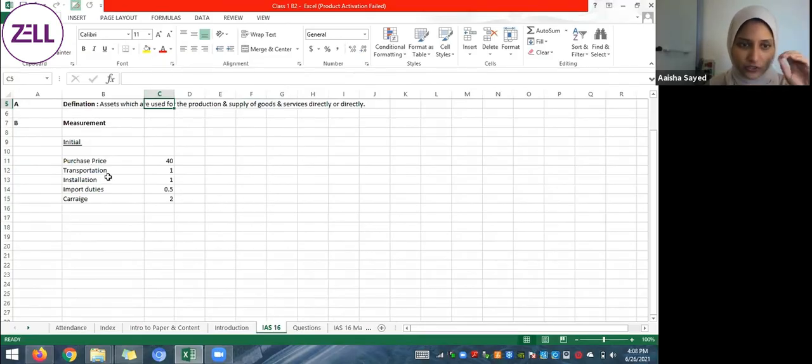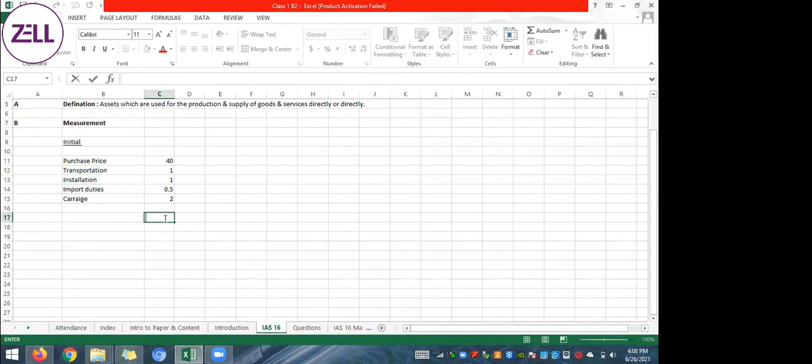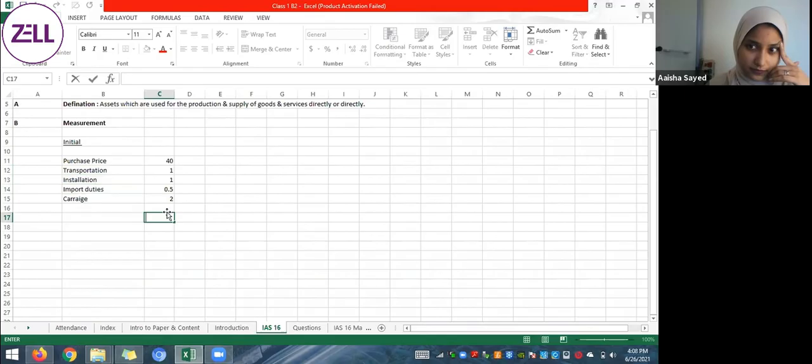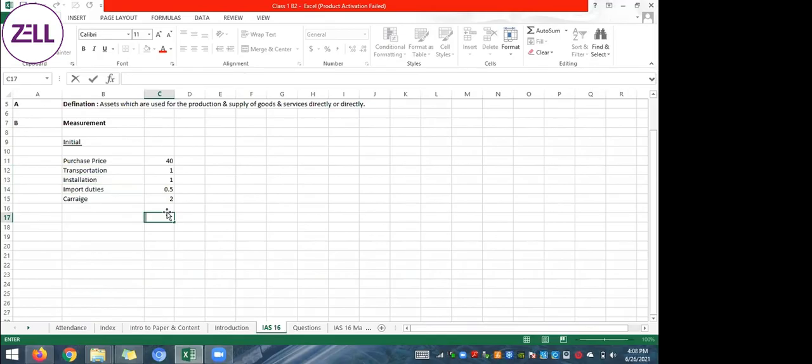And you told me, we just discussed, that the normal nature of transportation, installation, import duties, carriage is expense. You put it in the P&L. These are expense items. But when I'm trying to find the cost of the asset, will I expense it or will I club it with the purchase price and show it in my balance sheet? Will I expense it? Capitalize. Yes. Rashmi says expense. Okay. Others, will I club it with 40 million or will I expense?